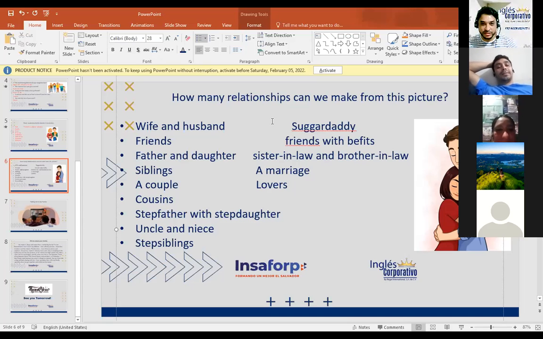Friend with benefits, sugar daddy, are very common nowadays. It's very common because people are very open-minded today. But I will recommend you to keep loyal to your couple. Okay, very nice, good examples.